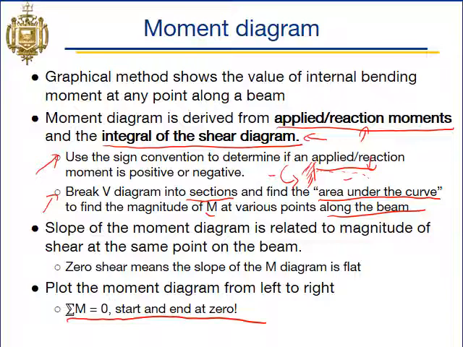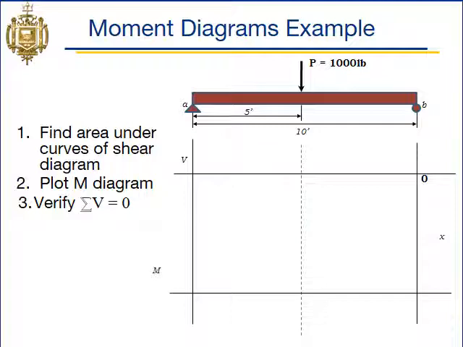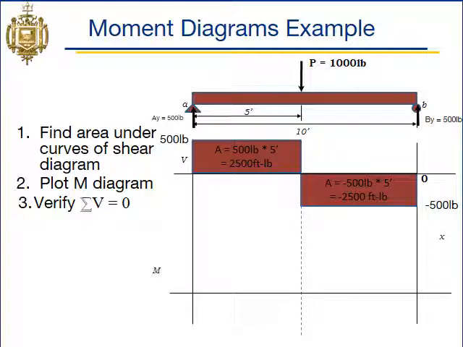All right, so let's take a look at a moment diagram. Let's go through how we do it. For a moment diagram, we need our shear diagram, which we've already completed for this problem. So we'll throw that up there. There's our shear diagram. Remember what I said, the units of shear on the y-axis are pounds, and on the x-axis this is going to be length, or feet. So if you find the area under the curve of our shear diagram, that is going to give you the value of moment.